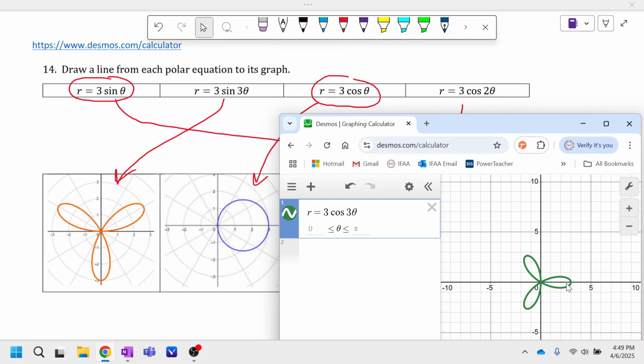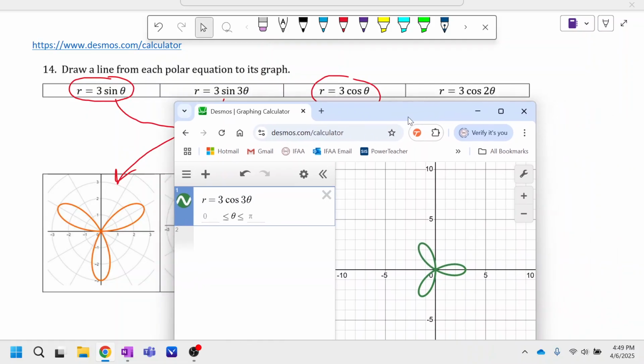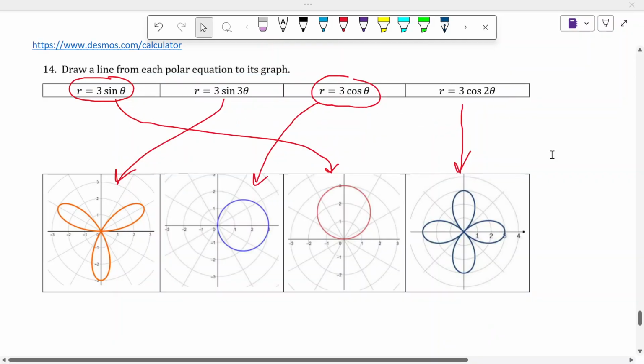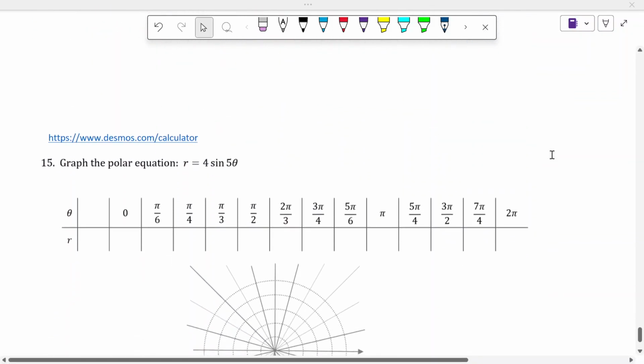Cosine starts farthest out, like a good old cosine value starts at its highest output, whereas sine starts at the smallest value. All right, well, enough of that. Let's actually finish this by graphing this.